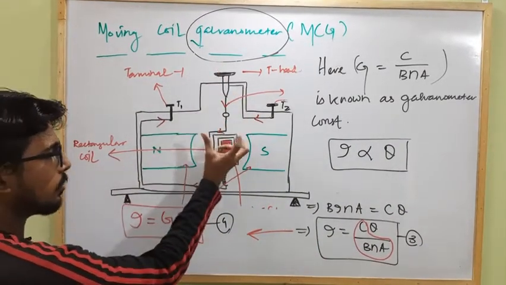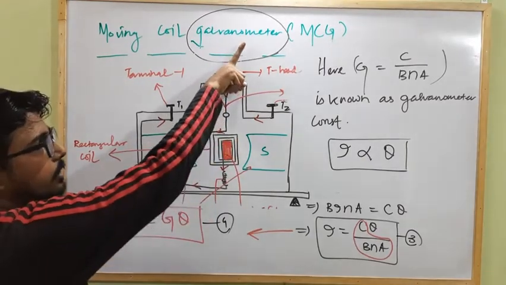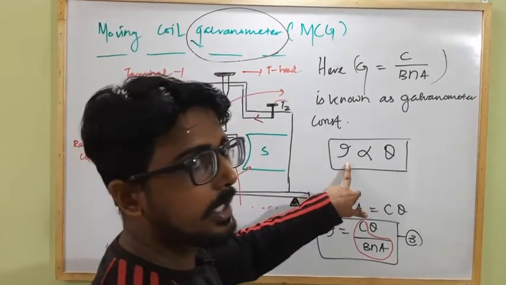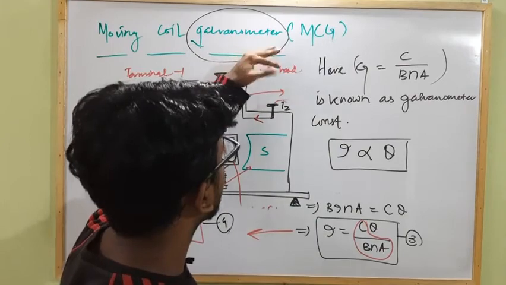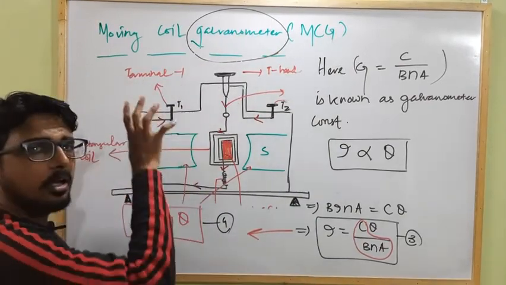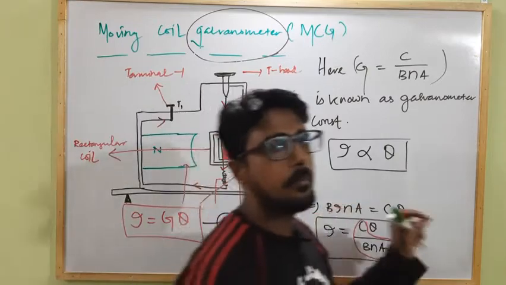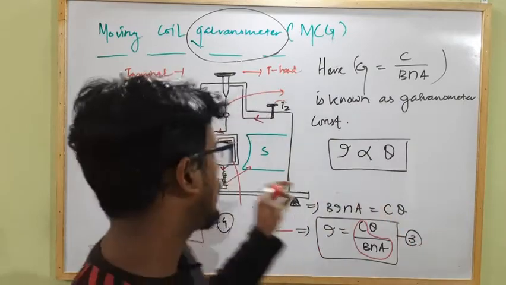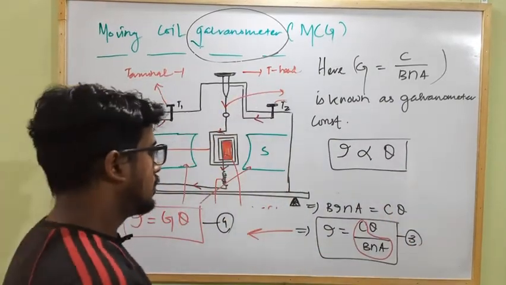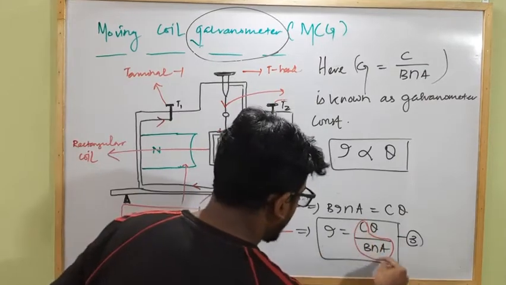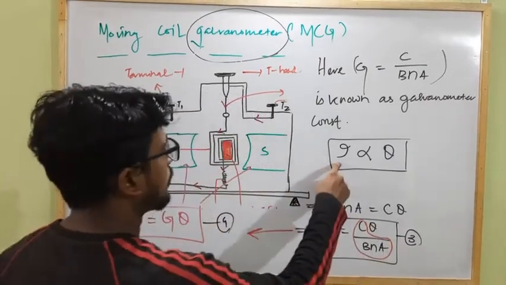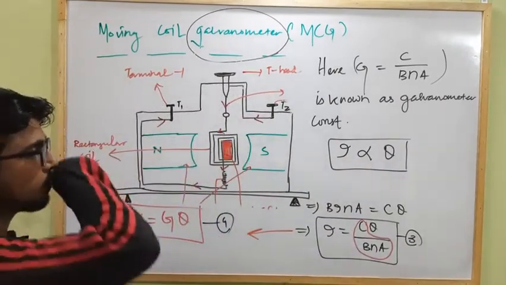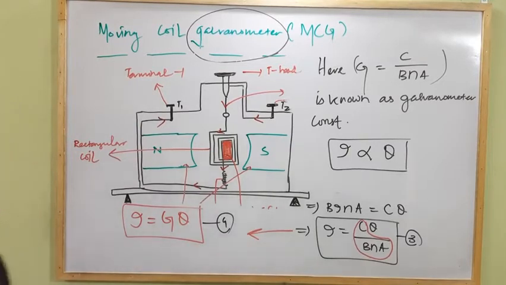And as this rotates, a pointer is attached to it, and it gets deflected. So the deflection shows the amount of current, and the pointer deflects over a calibrated scale, and with the help of that scale we can measure the amount of current flowing through the galvanometer or through the circuit in which the galvanometer is connected. Clear? So this value is known as the galvanometer constant, and from this we get that the current flowing through the galvanometer is directly proportional to the deflection shown by the pointer. Clear?